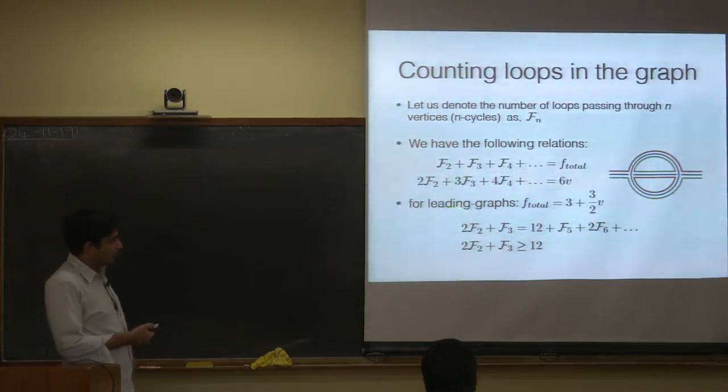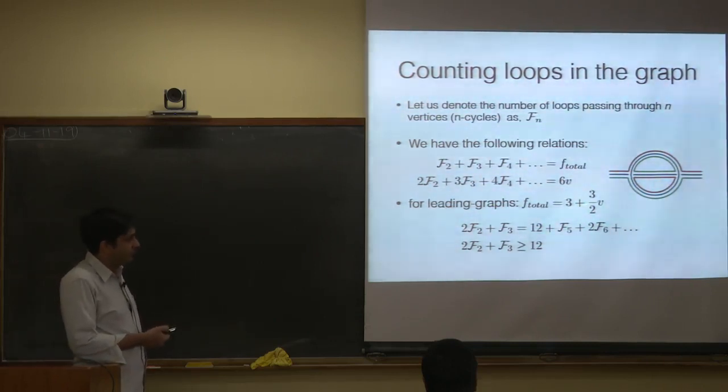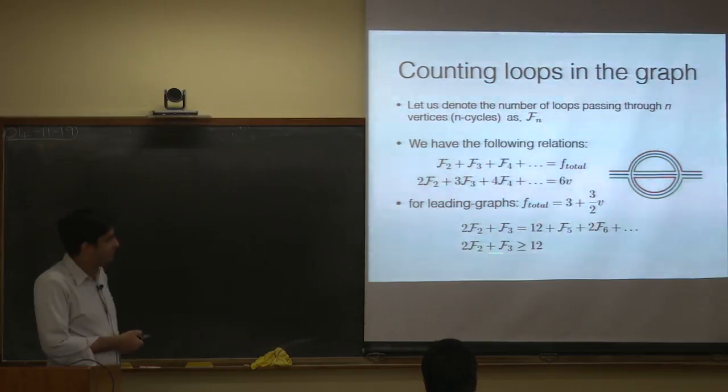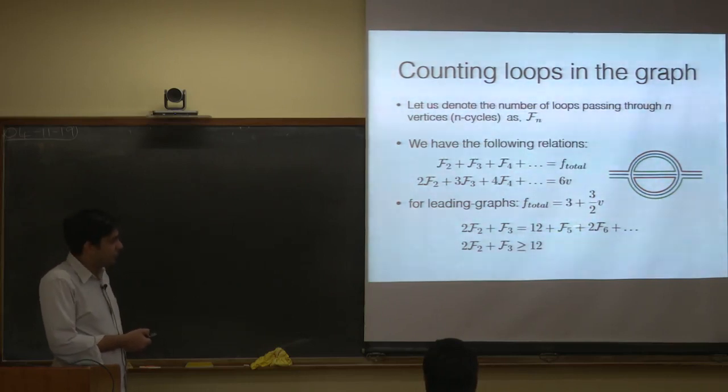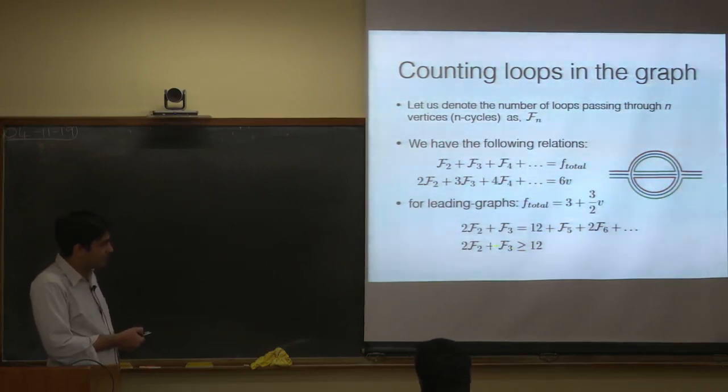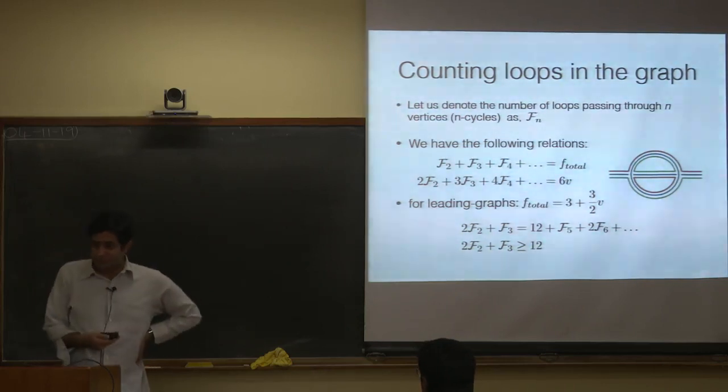Then we also know that for the maximal graphs, f total is 3 plus 3 halves v, so we can replace that here and now add these 2 together and eliminate v to find that basically 2f2 plus f3 equals 12 plus f5 plus 2f6. Since these are all greater than 0, we have twice the number of loops passing through 2 vertices plus the number of loops passing through 3 vertices, f3, is greater than or equal to 12.